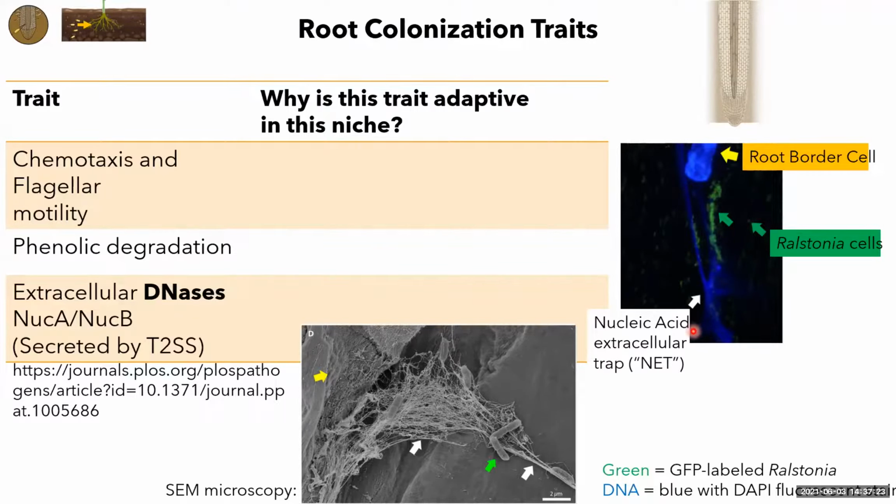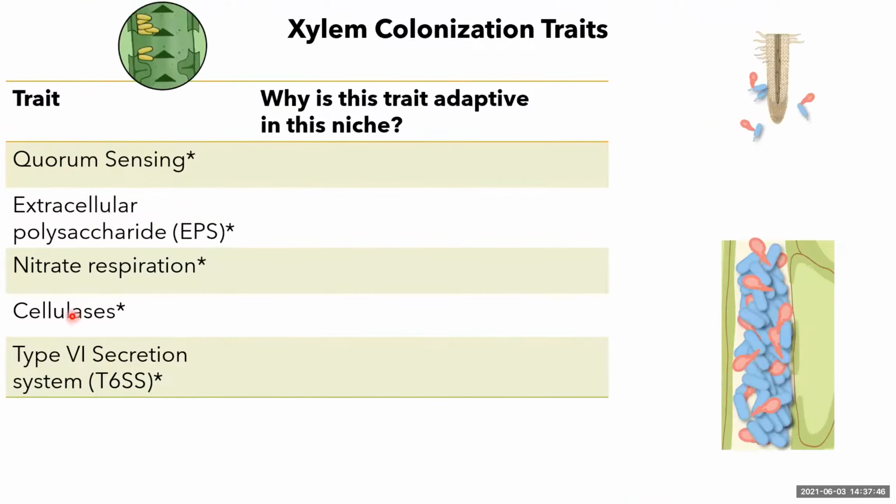And what's even neater is that this is a convergent evolution. In animal immunity, neutrophil cells can also make a chromatin trap like this. So it's really neat. And so Ralstonia, and then of course some animal pathogens, often have DNases that can degrade the DNA that they secrete. So that helps them free themselves.